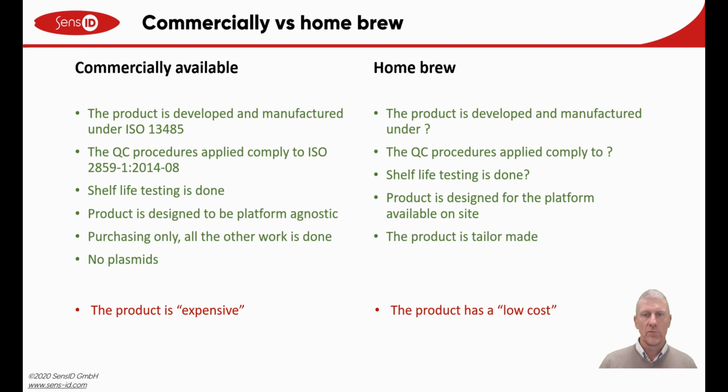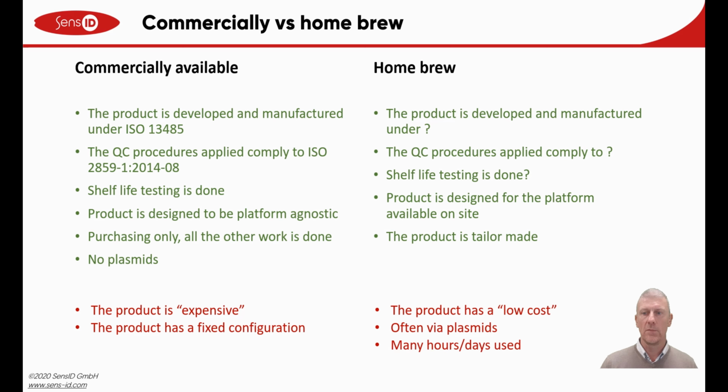Coming to the negatives there, the product is expensive, but I put it between brackets because it's perceived as expensive, and here the product has a low cost, but again in brackets because it's perceived low cost. The product has a fixed configuration, totally true. This, however, is often made via plasmids, and a lot of labs should try to stay away from plasmids. If you get ever contamination, then your whole lab is contaminated. And what is negative, of course, about a homebrew is that many hours a day have been used. We speak very often to customers that indeed spend so much time on developing a control in the end to come to a conclusion that it doesn't work. We do this every day. It's our job to make controls.